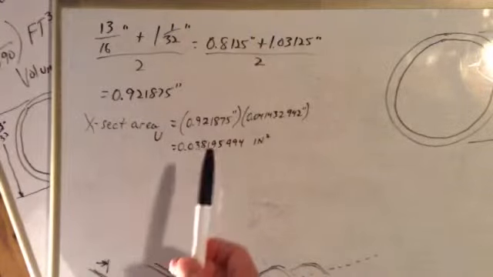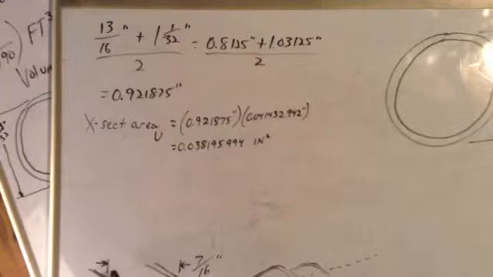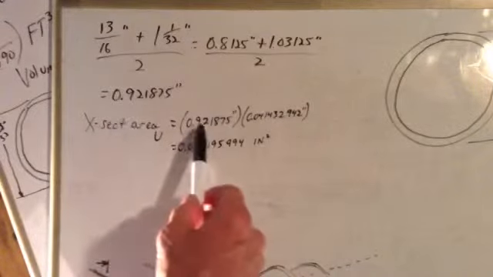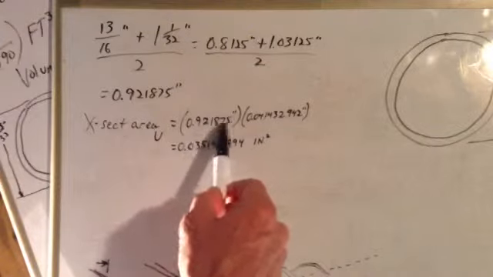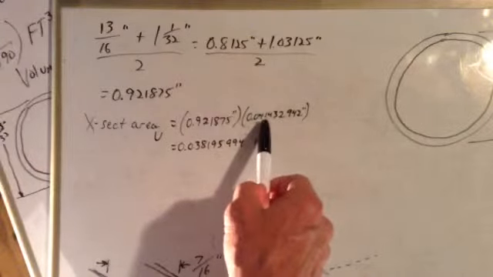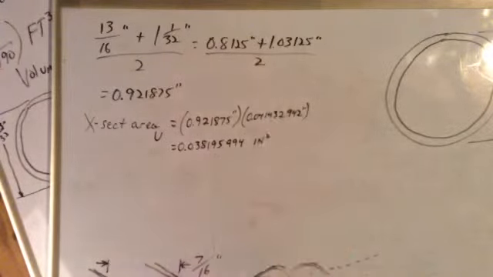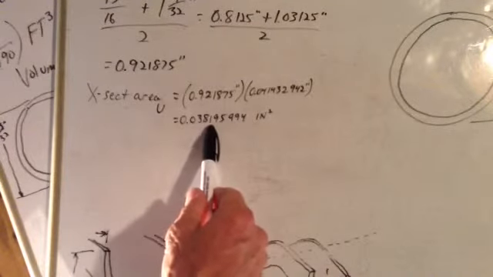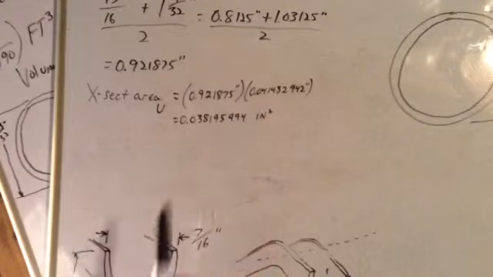So our cross-sectional area is the length of our U times the thickness of our U, which is 0.921875 times 0.0414, giving us a cross-sectional area of 0.038 square inches.